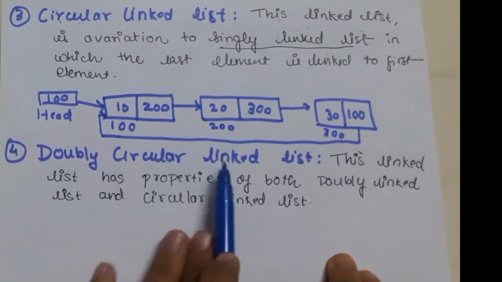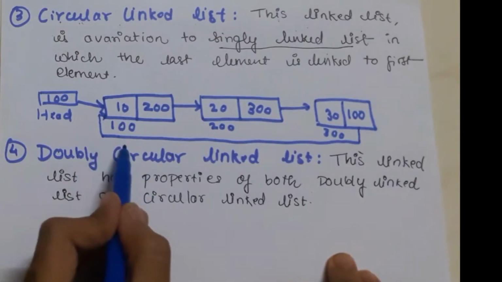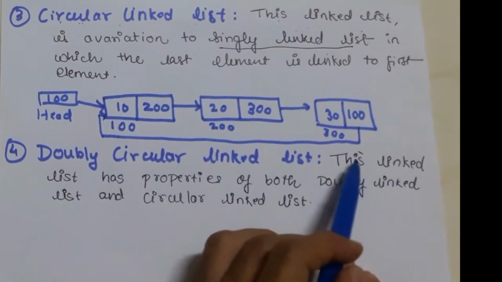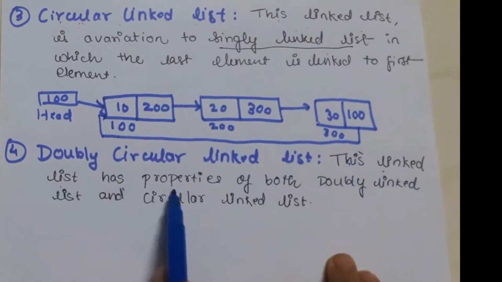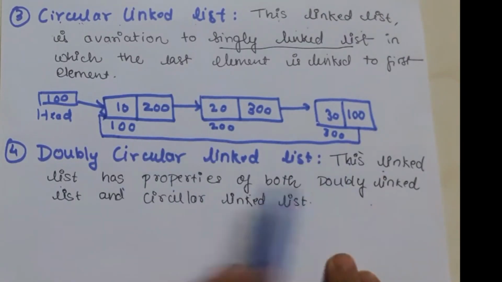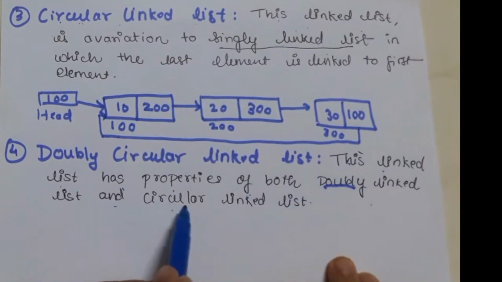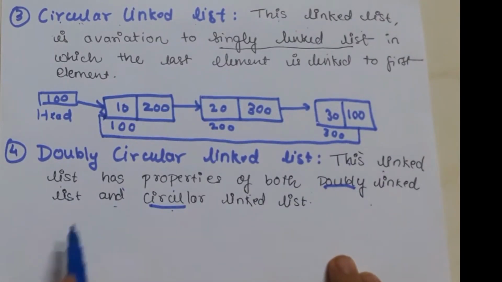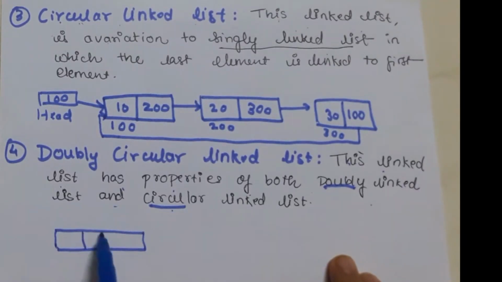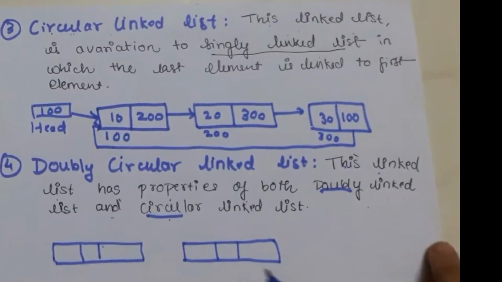Now the next is the doubly circular linked list. What is a doubly circular linked list? This linked list has properties of both the doubly linked list and the circular linked list. So you can see it is a combination of the doubly linked list and the circular linked list. Let me draw here. First we'll draw a doubly linked list and then we'll see the slight variation or how it looks.